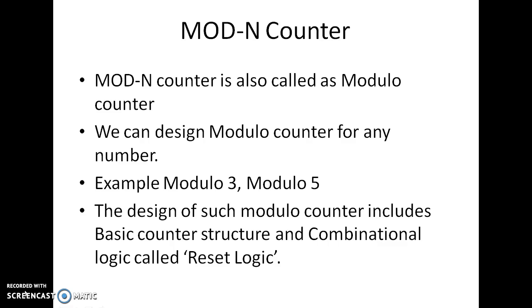A mod n counter is also called a modulo counter. We can design the modulo counter for any number, for example, modulo 3, modulo 5. Design of such a modulo counter includes the basic structure of a counter which we have seen in synchronous and asynchronous counters, and along with that, combinational logic which is called reset logic is needed to limit the number of states.